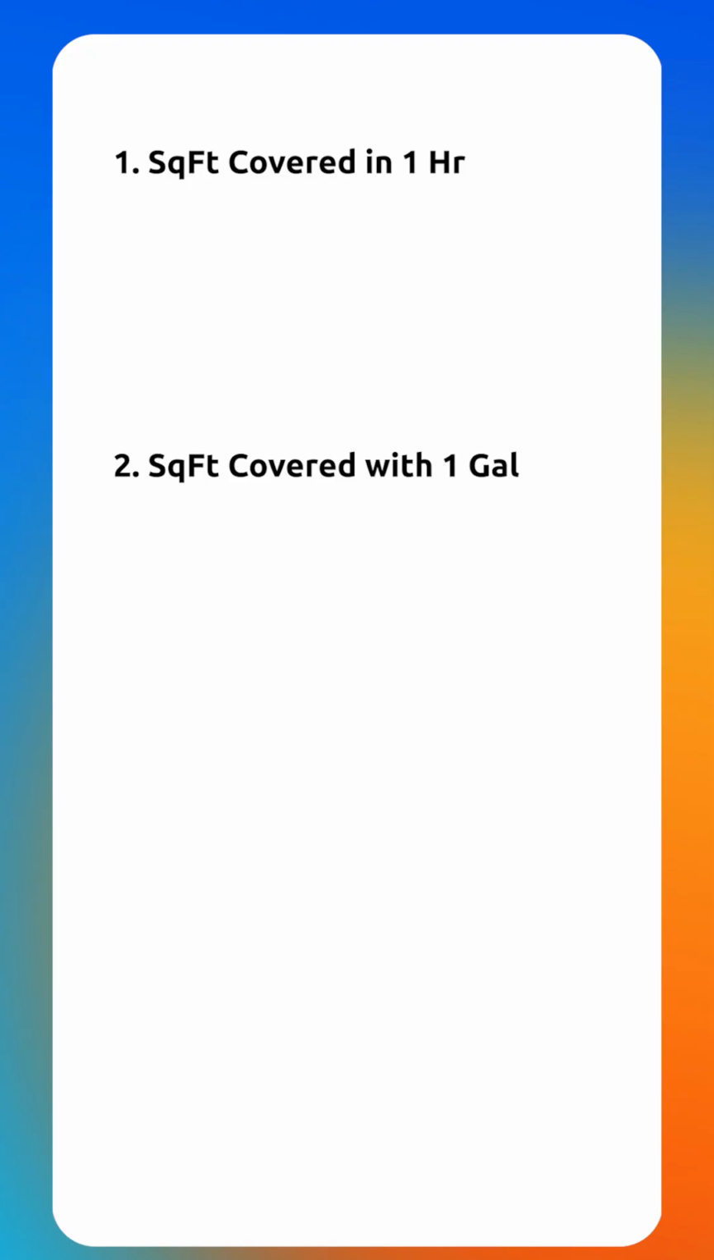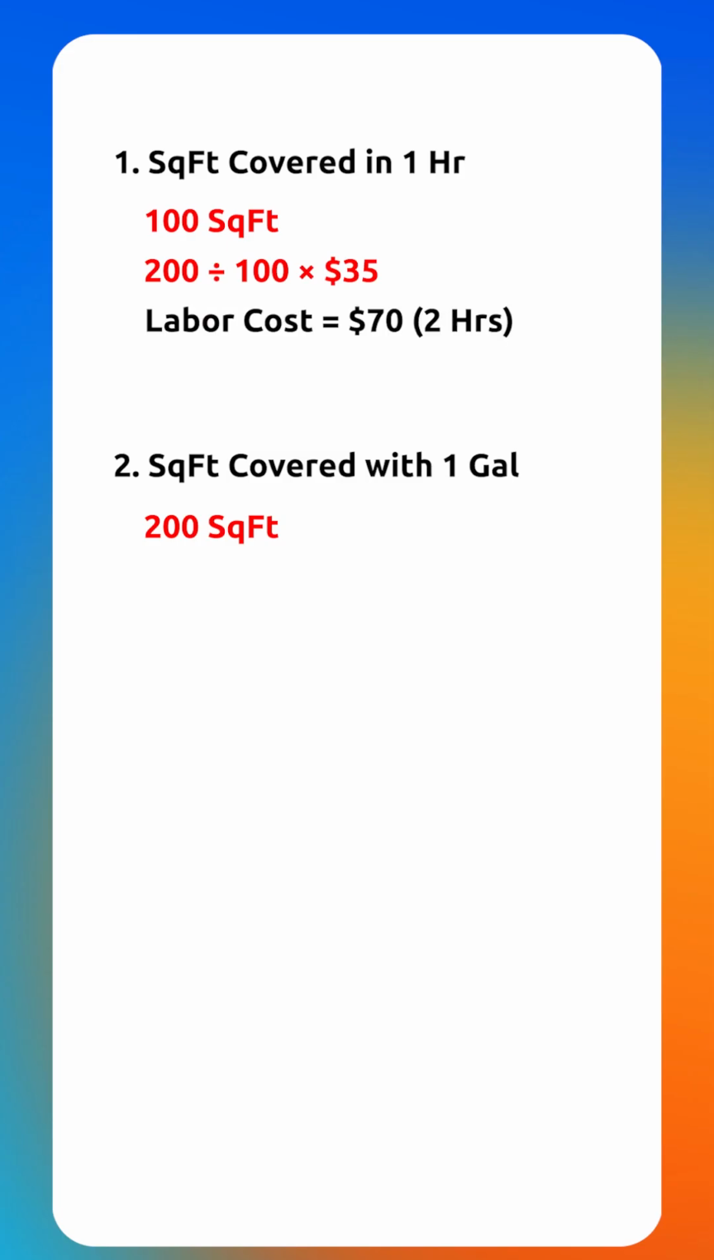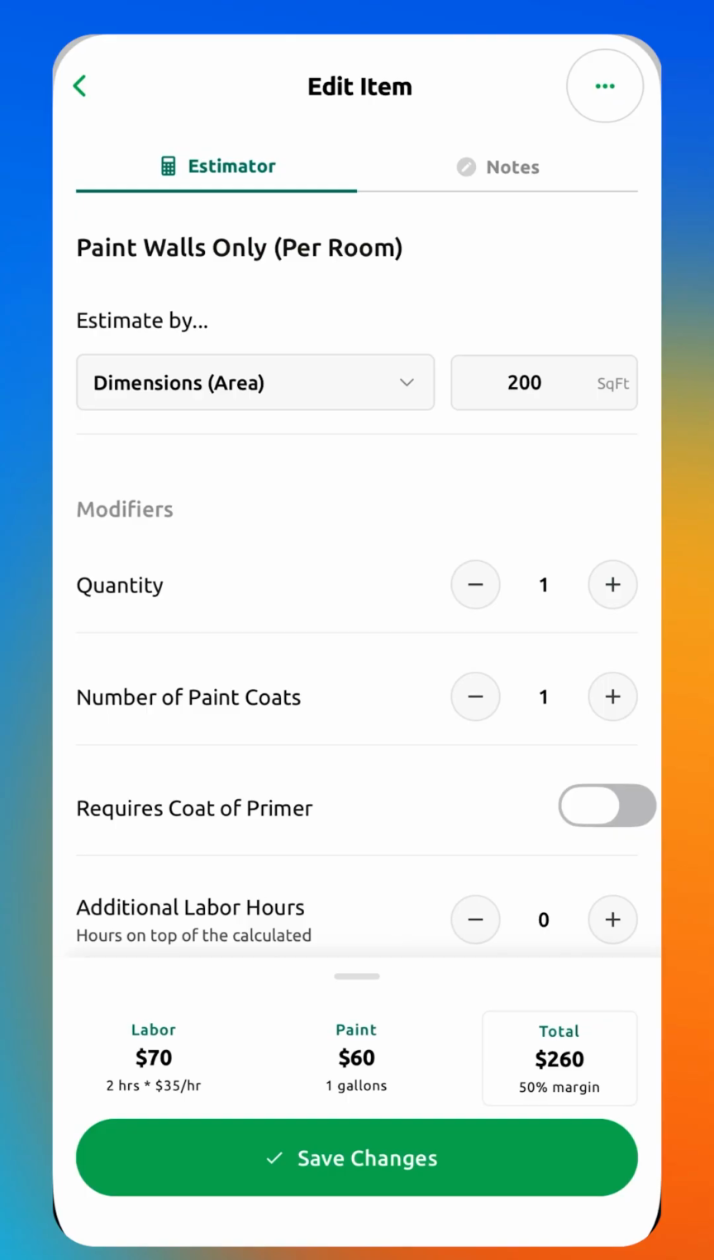So in this example, we can cover 100 square feet in 1 hour of painting a wall. And 1 gallon of paint covers about 200 square feet. So if my labor rate is $35 an hour and I need to cover 200 square feet of wall, my labor cost is going to be $70, 2 hours. And my paint cost is going to be $60 to pay for 1 gallon of paint. If I want to have a 50% profit margin, I should charge my customer $260.